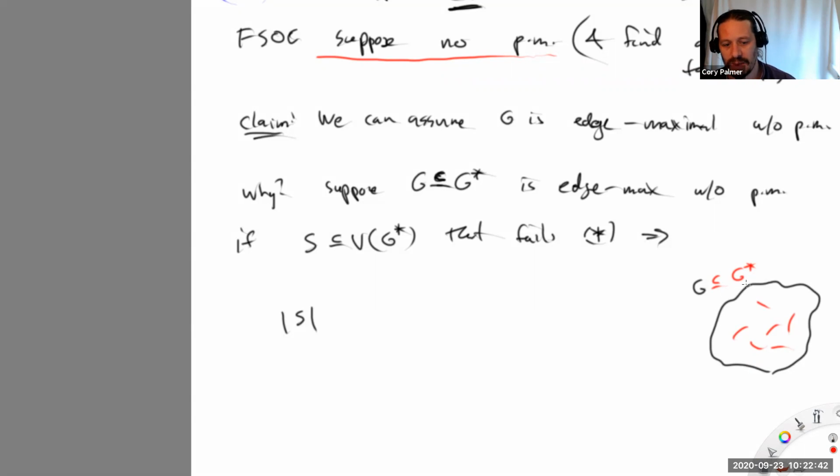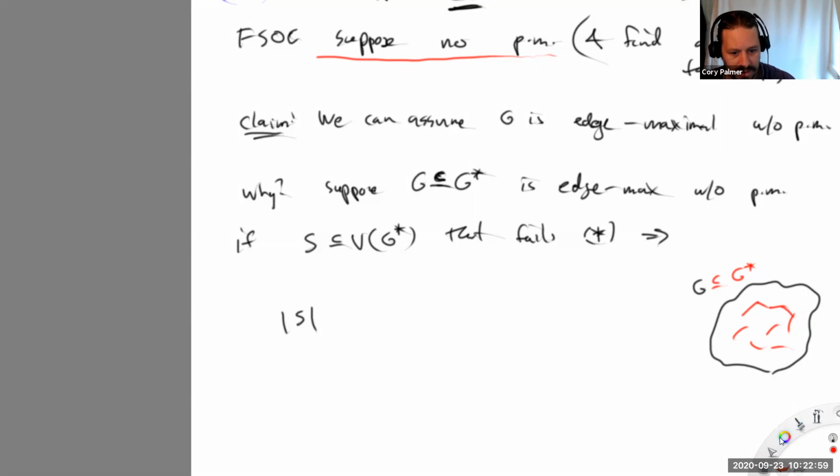So there may be multiple different versions of G star, but I can literally arrive at a G star by just adding edges until I can't. Eventually I will reach a graph that is edge maximal without a perfect matching. So just suppose I've done it this way. I added edges, and they can be incident to each other too.